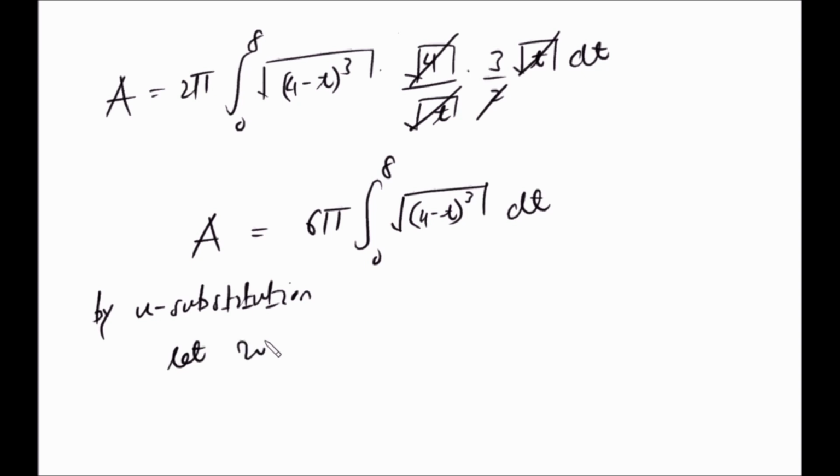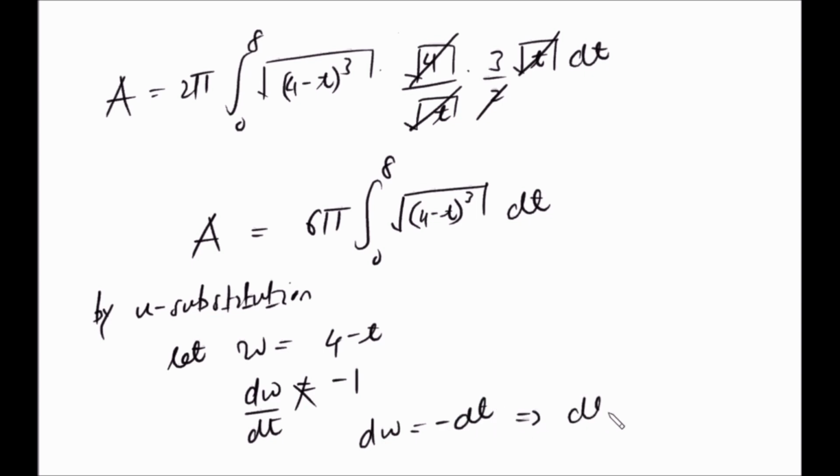So let w be equal to 4 minus t. So you can see that dw/dt, differentiating 4 with respect to t is 0, and t with respect to t is -1. So cross multiply: dw is now negative dt. This implies that dt is now negative dw.